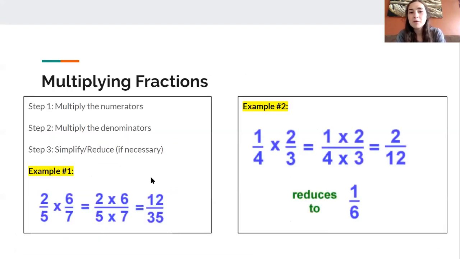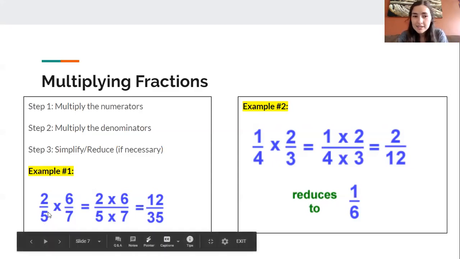Okay, and now let's talk about multiplying fractions. I think multiplying fractions is the easiest operation you can do with fractions. All you have to do is multiply across. That's it. The cross multiplication we did early in the year, put that out of your memory for right now. We're just multiplying straight across.